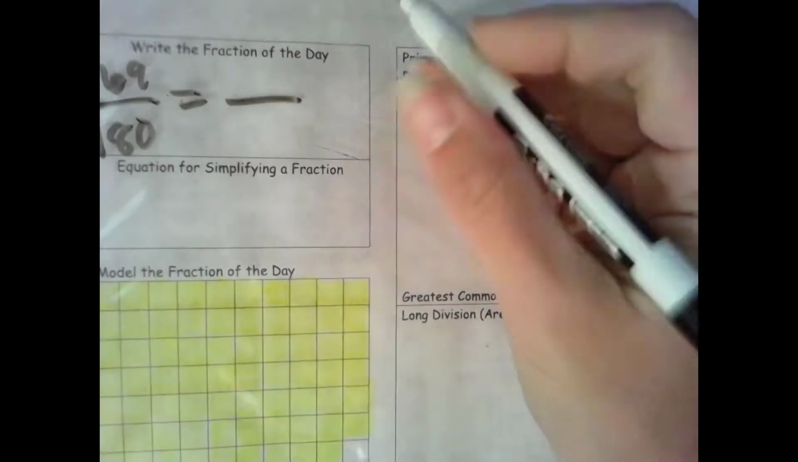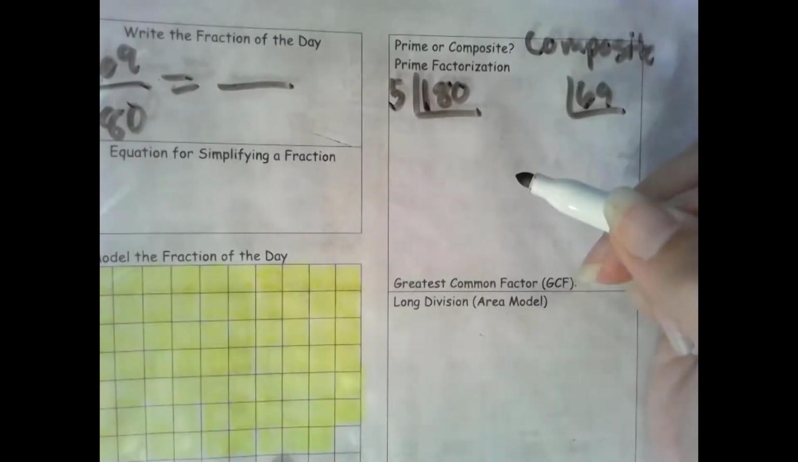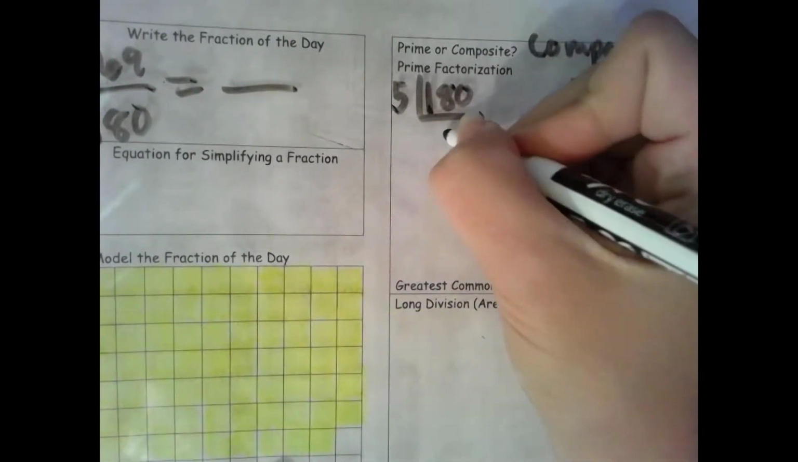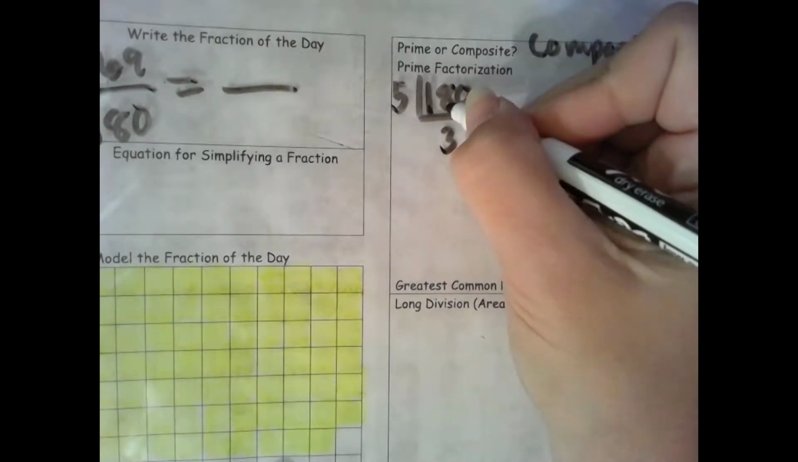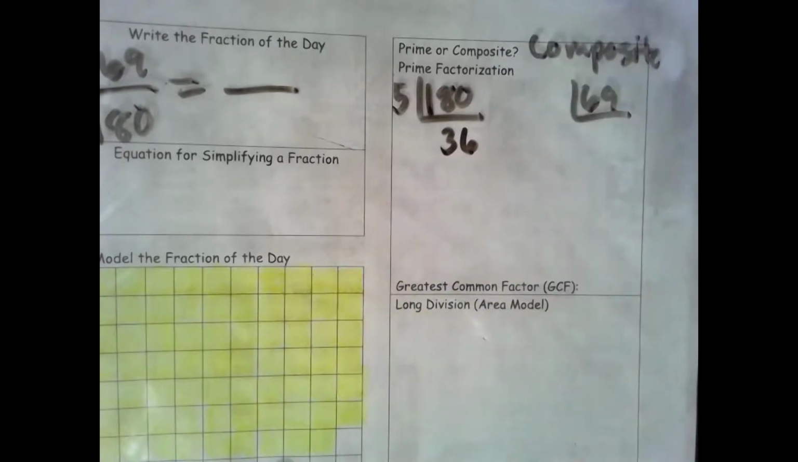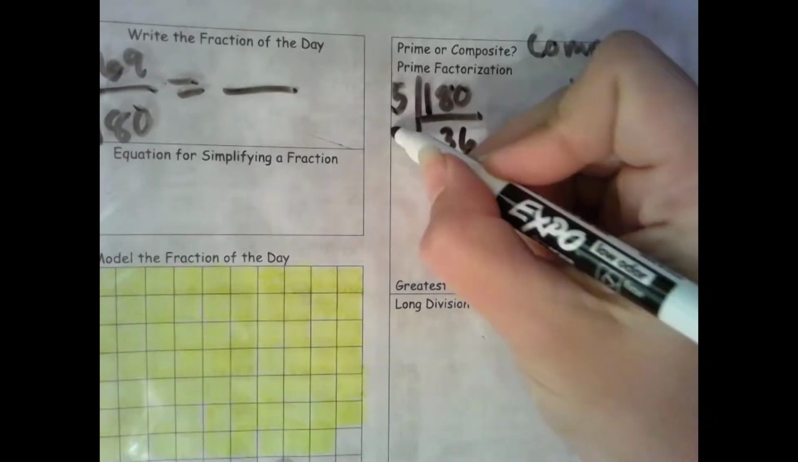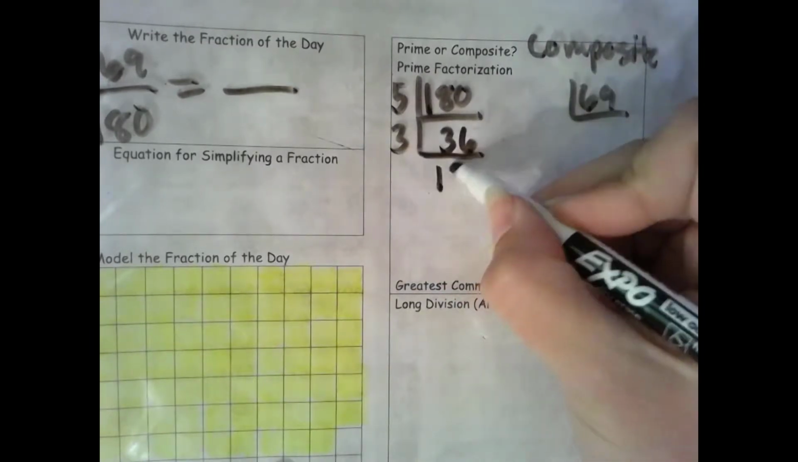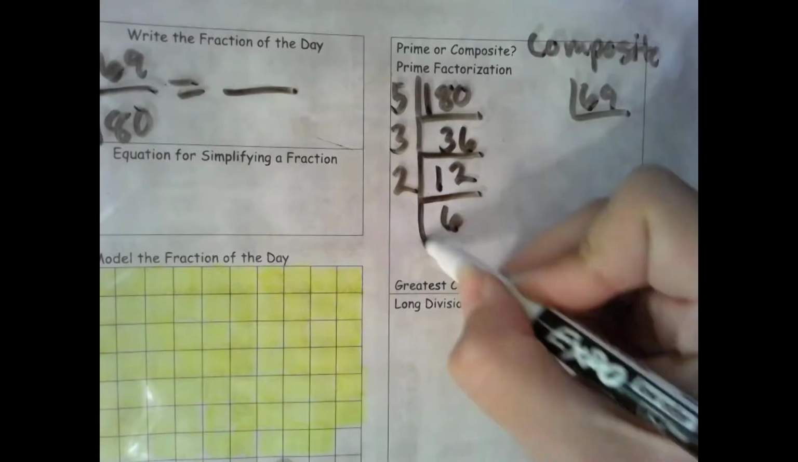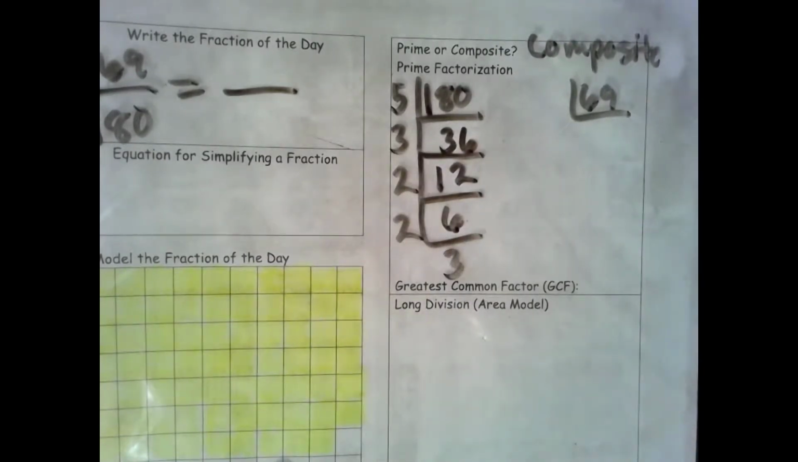So here it ends in a 0, so I know that 5 is a factor. I could get 3 groups of 5 out of 18. That's 15. That leaves 30, so that would be 6. 3 plus 6 is 9, so I can divide by 3. I get 12 groups out. 12 is even. I can divide by 2. I get 6. Still even. Divide by 2. I get 3. 3 is prime. I am done.